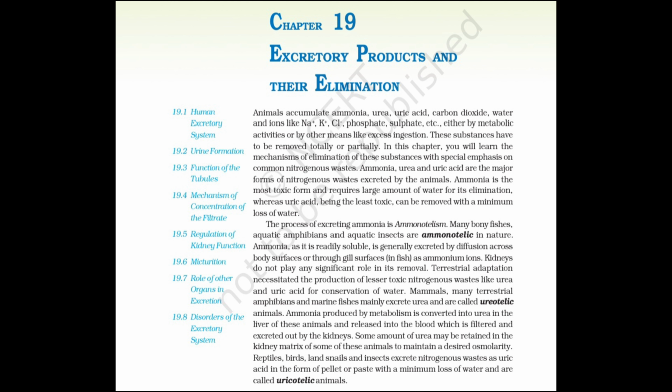Ammonia produced by metabolism is converted into urea in the liver of these animals and released into the blood, which is filtered and excreted out by the kidneys. Some amount of urea may be retained in the kidney matrix of some of these animals to maintain a desired osmolarity. Reptiles, birds, land snails, and insects excrete nitrogenous wastes as uric acid in the form of pellet or paste with a minimum loss of water and are called uricotelic animals.